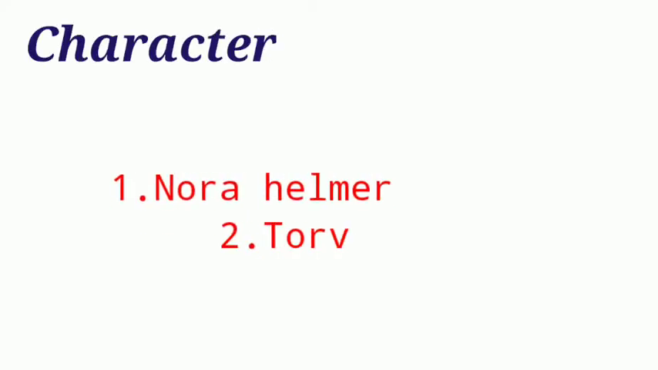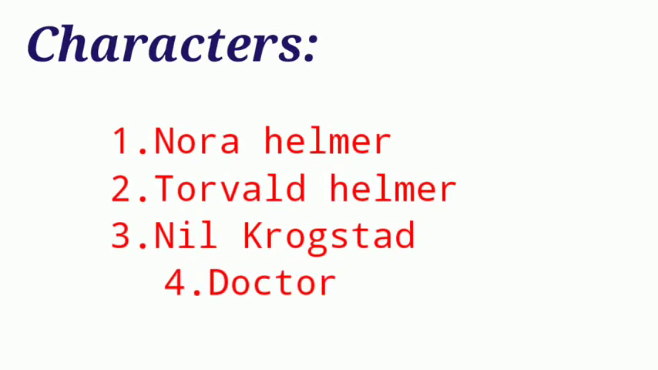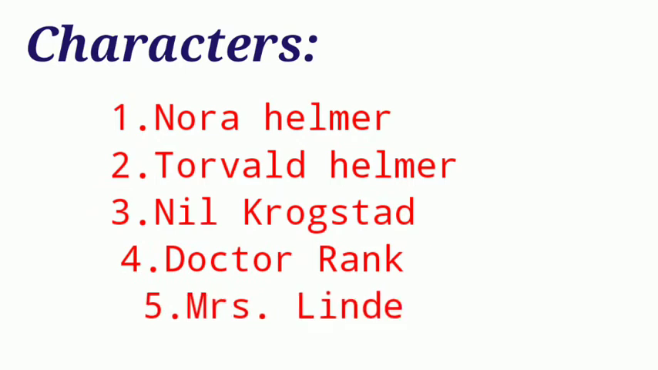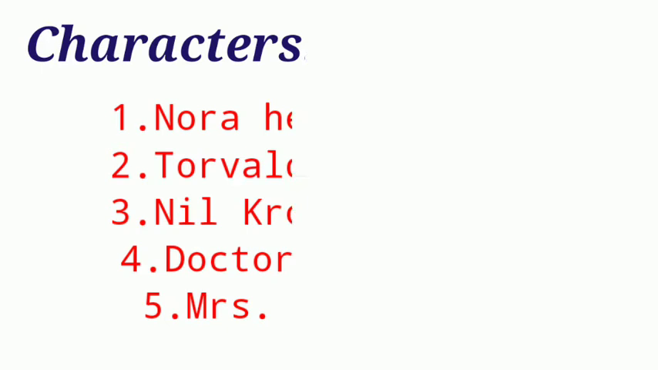Now, the main characters of the play are first of all Nora, then her husband Torvald, Nils Krogstad, Dr. Rank, and Mrs. Linde. Krogstad and Mrs. Linde are old acquaintances of Nora, and Dr. Rank is a regular visitor of Torvald.